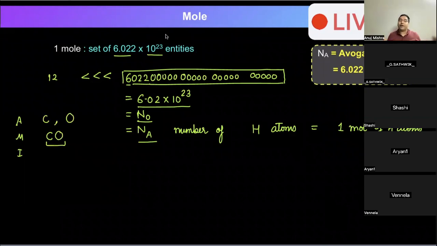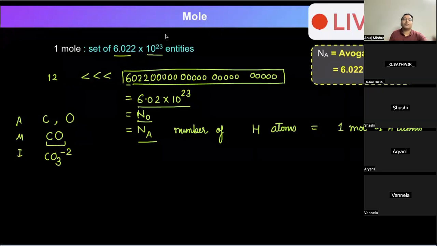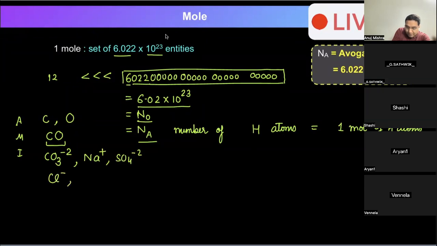Now come to ions. So ions you will identify very easily. Ions will always show charge. Okay. So if let's say we write CO3 minus 2, that shows there is some -2 charge on this. And this is the way you can catch which one is an ion. So if somebody gives you Na plus, SO4 minus 2, Cl minus, I minus, F minus, Mg plus 2.